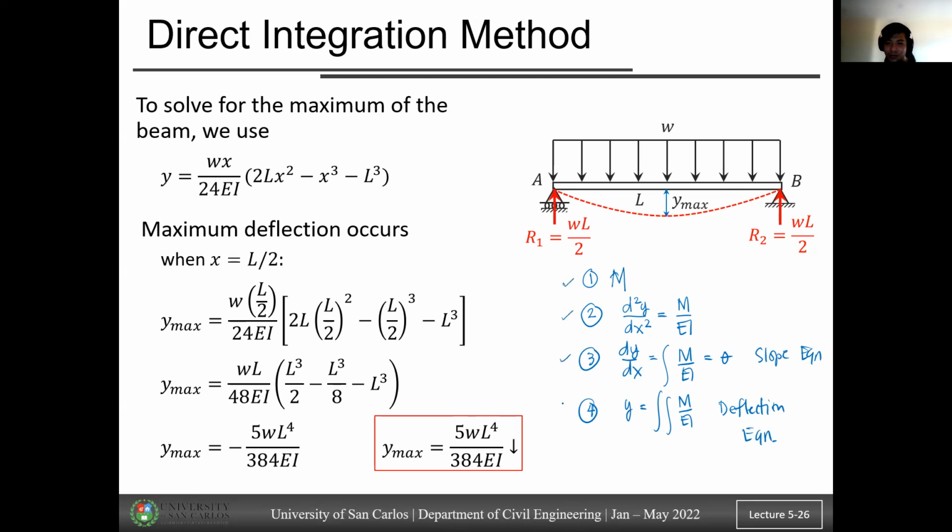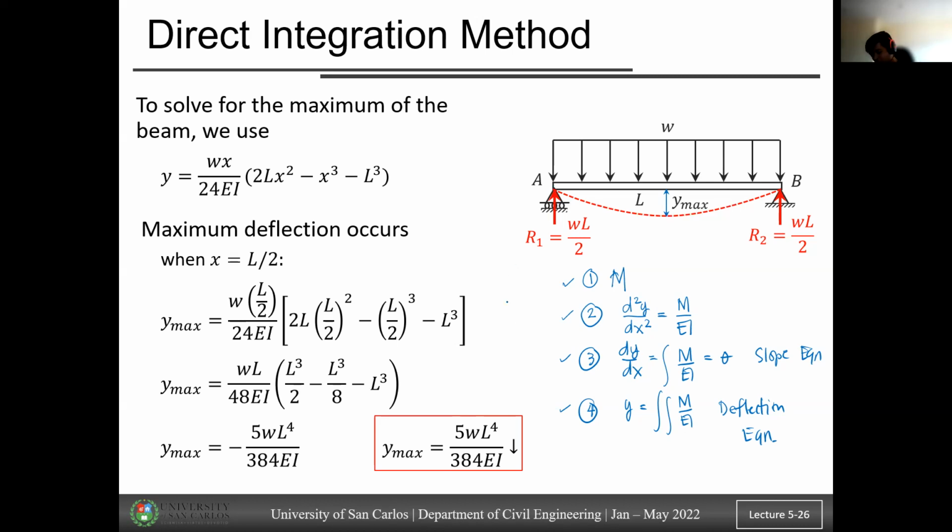So 1, 2, 3, and 4 steps. You have only 4 steps to be able to determine the slope of your deflection curve, or your elastic curve, and also solve for the different magnitudes of your deflection at any given point. So I think that is the power of your slope equation and deflection equation. At any given point, you can solve the magnitude of your slope and deflection at that particular distance. It's the same as the shear and moment equation, di ba? At any given point, even a decimal point in your distance, you can solve a particular magnitude of slope and deflection in your given span.